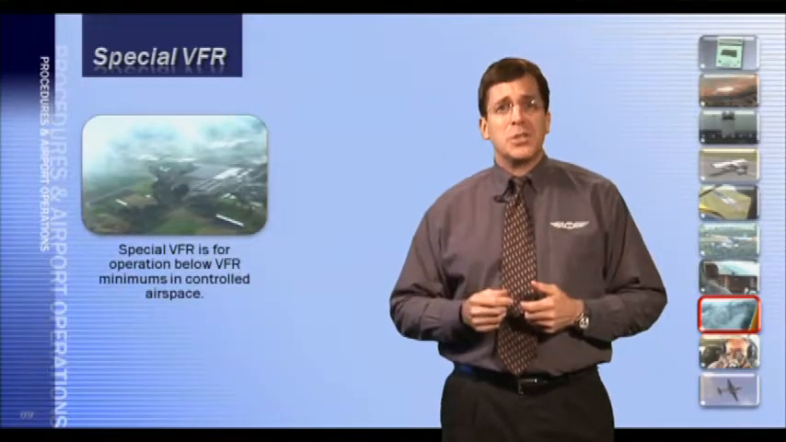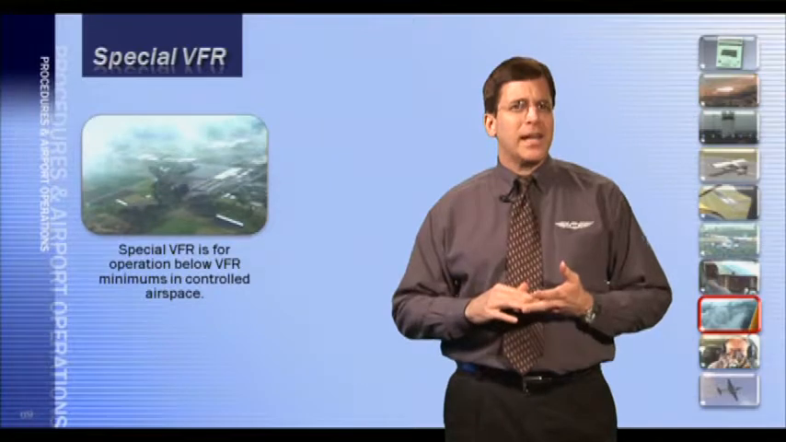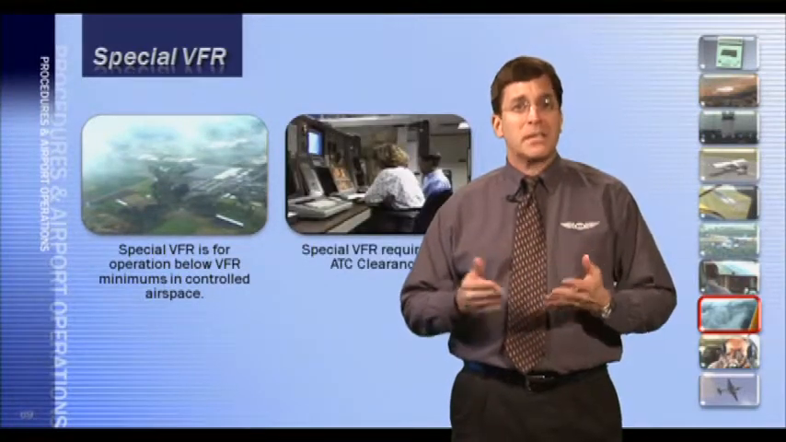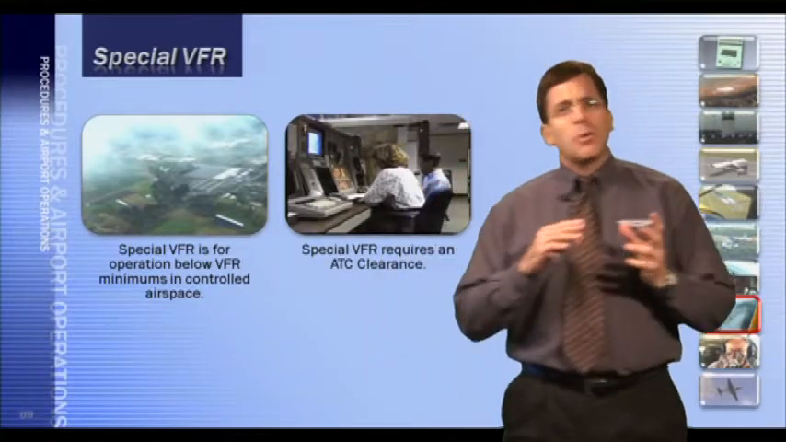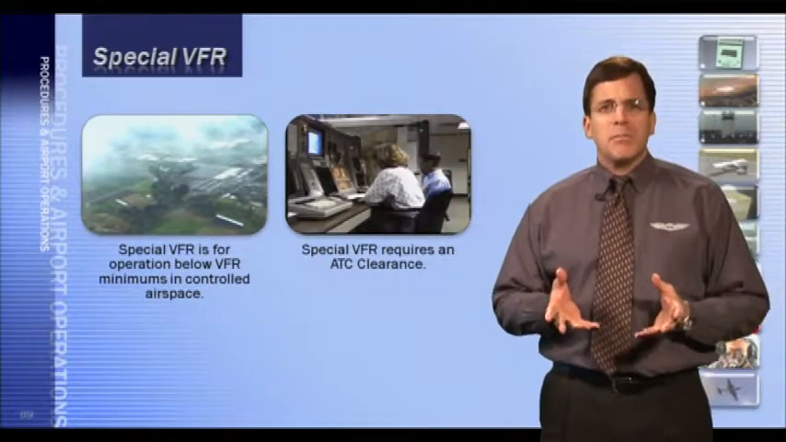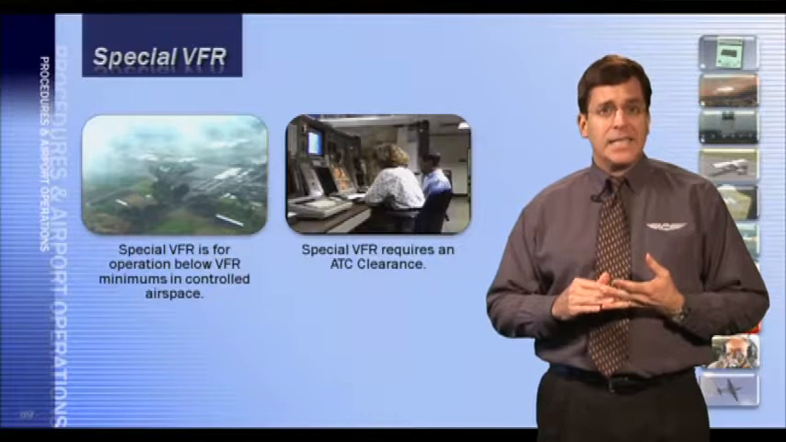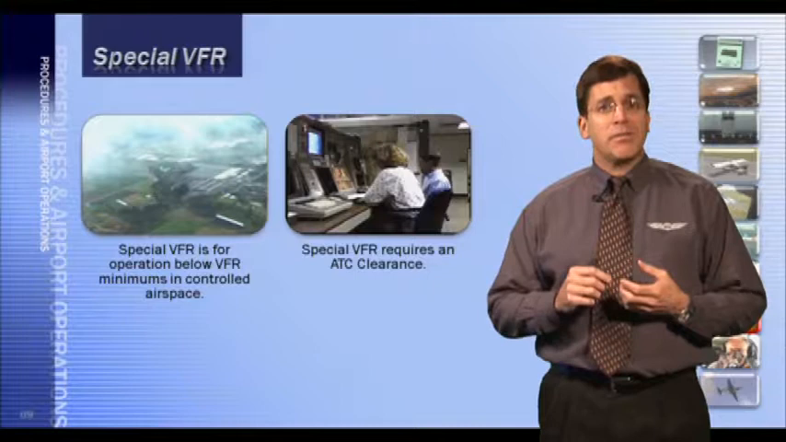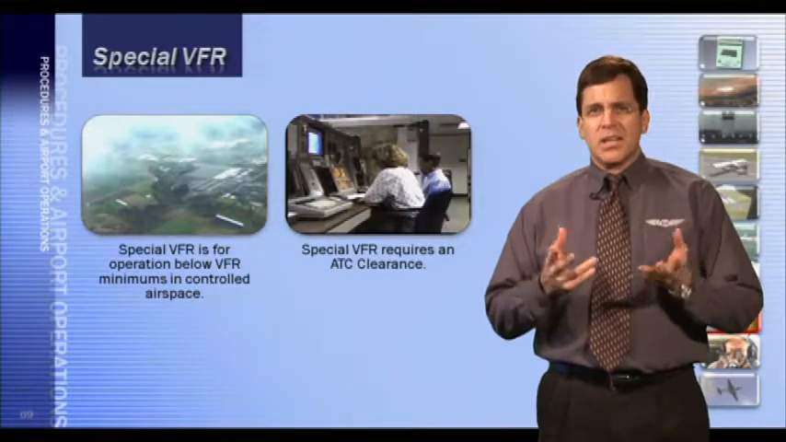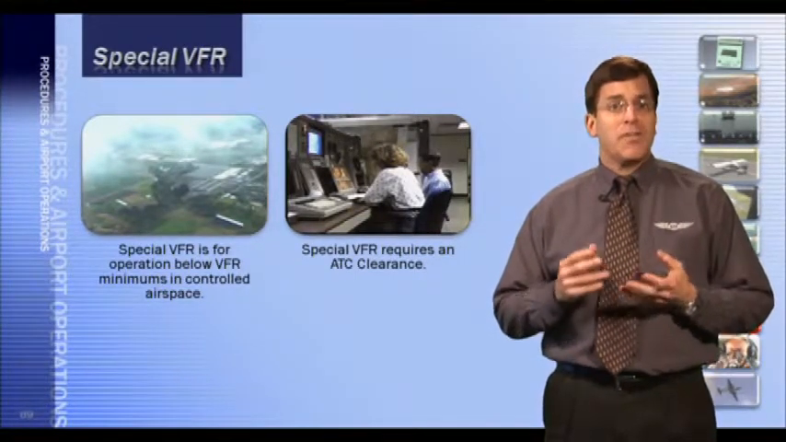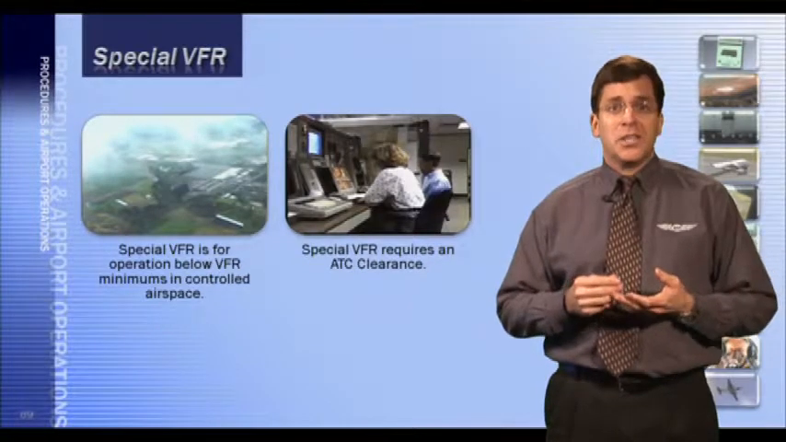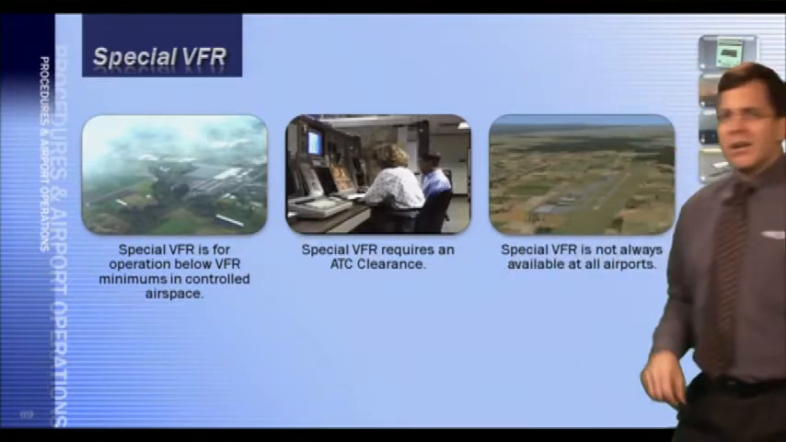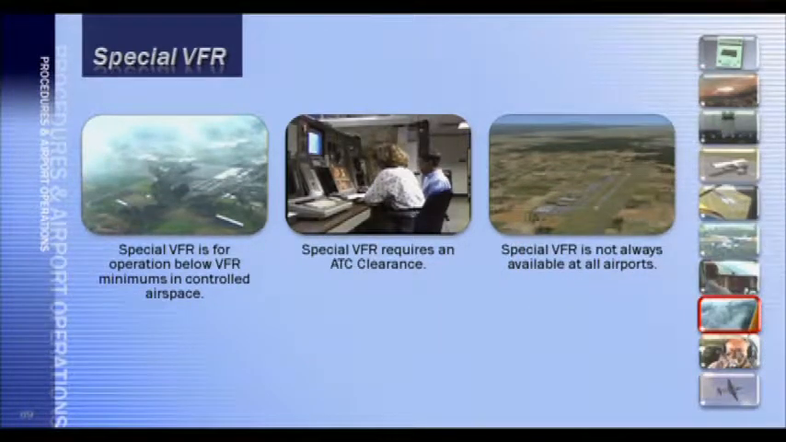Special VFR procedures allow you to take off or land at an airport in controlled airspace when the weather is below basic VFR minimums. If the weather is slightly below the VFR minimums, you can call the nearest ATC facility or flight service station and ask for a special VFR clearance. This is a clearance that allows you to take off if you know that you will quickly enter VFR conditions outside the controlled airspace. Special VFR is not always available at all airports.